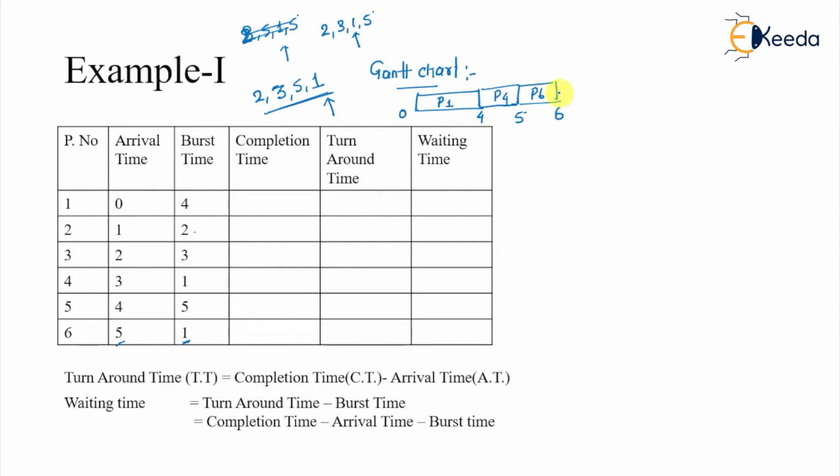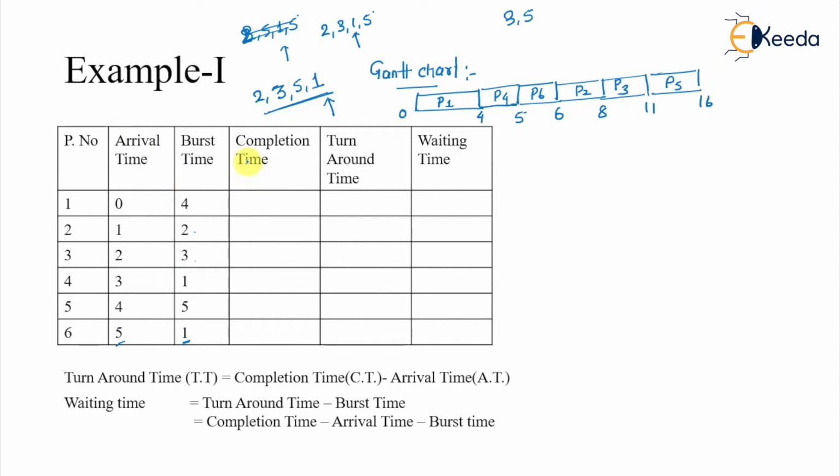The next is everything is there. So P2 will be scheduled first, which has 8. And then 3 and 5 are there. P3 is scheduled with burst time 3, and 8 plus 3 will become 11. And the last one is P5, which will be scheduled in this way, and 11 plus 5 will become 16.